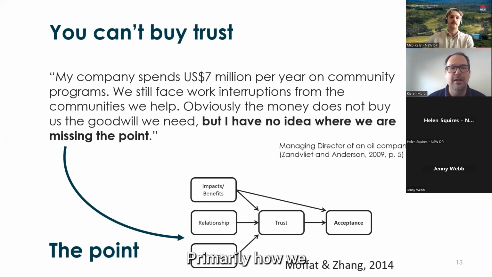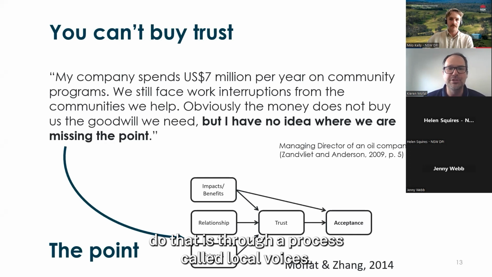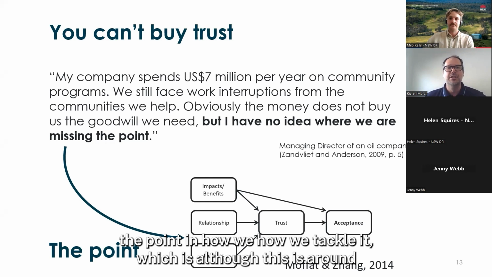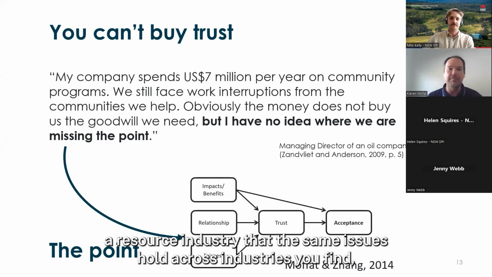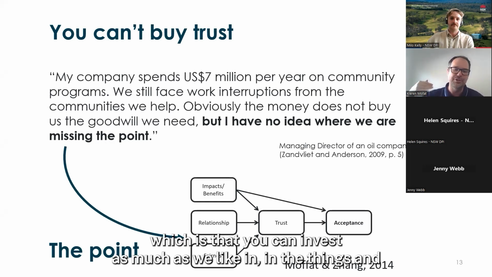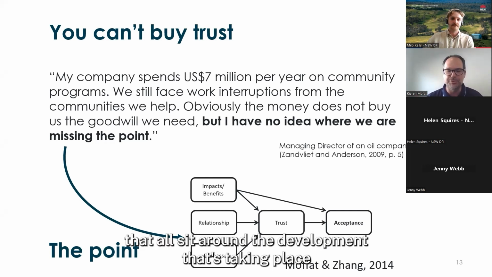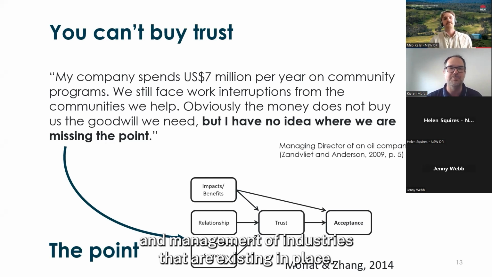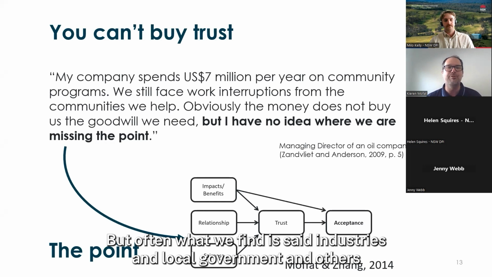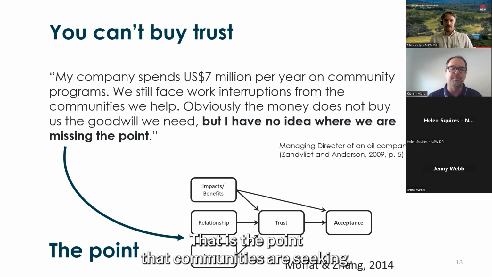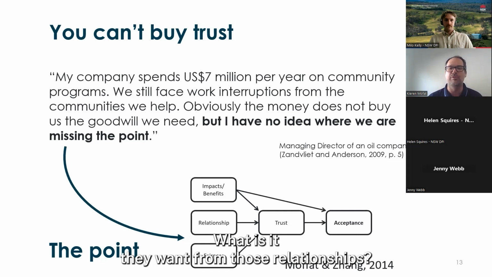Primarily, how we do that is through a process called Local Voices. But this slide here really just brings home the point in how we tackle it, which is, although this is around a resource industry, that the same issues hold across industries you find, which is that we can invest as much as we like in the things and the infrastructure and the processes that all sit around the development that's taking place and management of industries that are existing in place. But often what we find is that industries and local government and others really struggle to cut through and understand what it is that is the point that communities are seeking. What is it they want from those relationships?